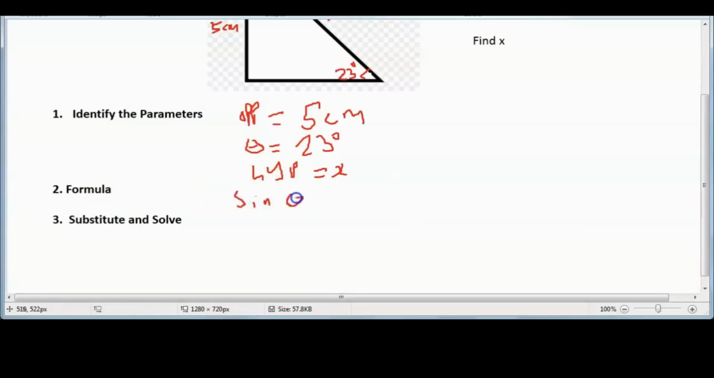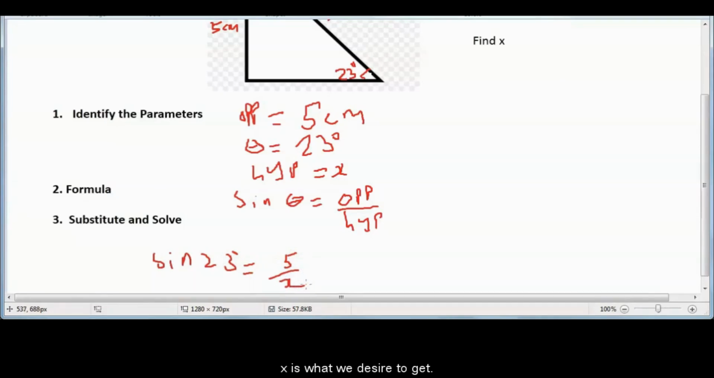Sine theta is equals to opposite over hypotenuse. Finally, substitute and solve. Sine of 23 degrees is equals to 5 over x. X is what we desire to get. That means x should be made the subject of the formula.